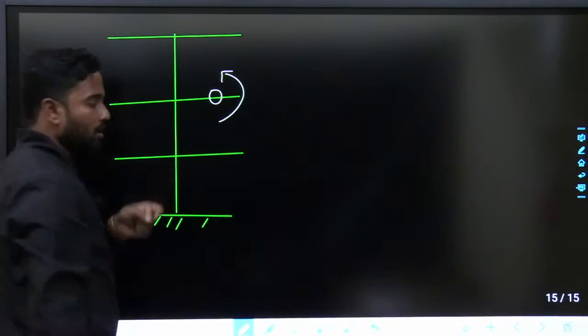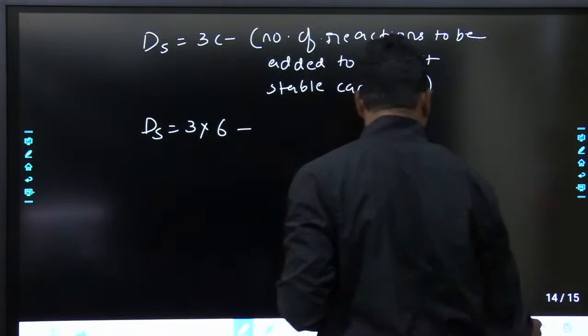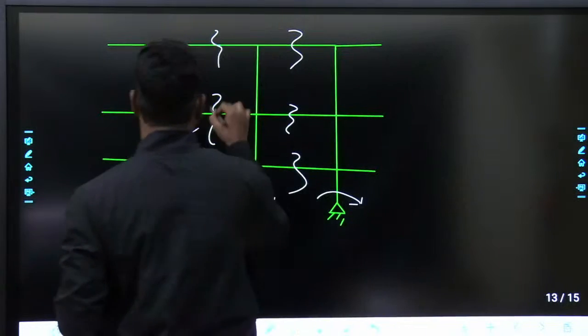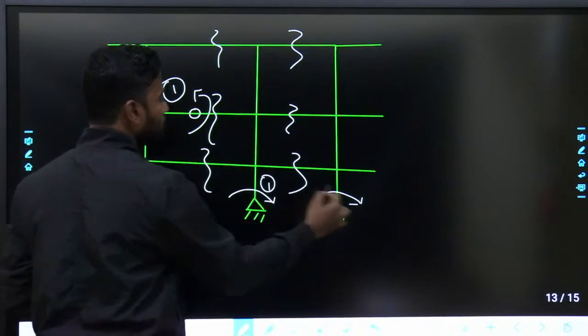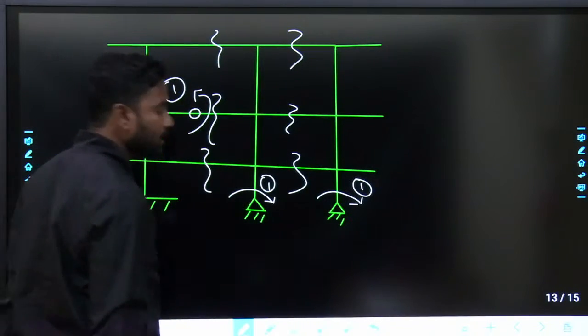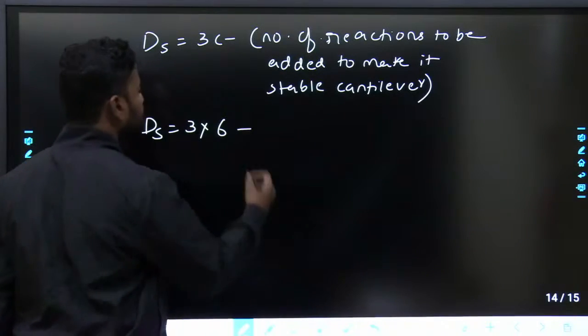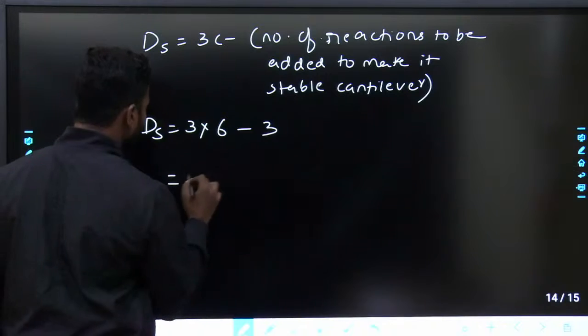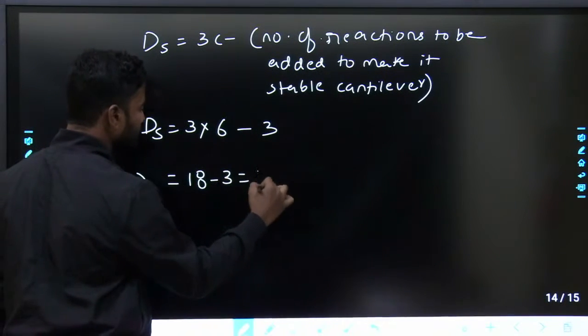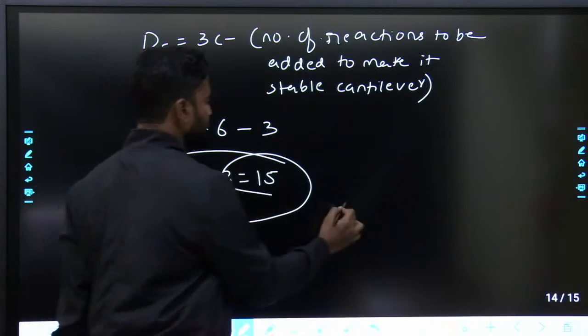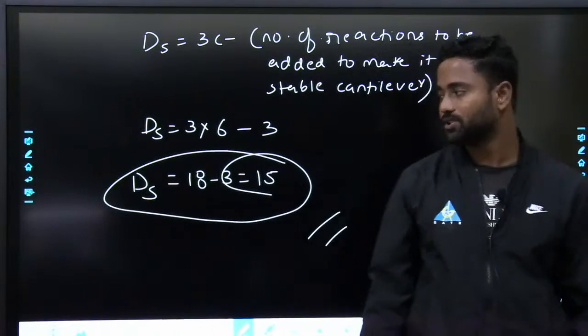That's it. So the moment that you have to add is only one moment. So here you will be adding one moment. 1, 2, 3. So the number of reactions you are adding is 3. Answer is 3 into 6 minus 3. So ds is equal to 18 minus 3. That is equal to 15. Simple. 2 marks question.